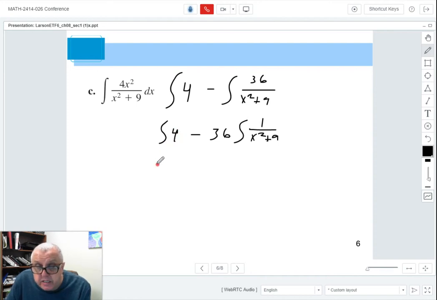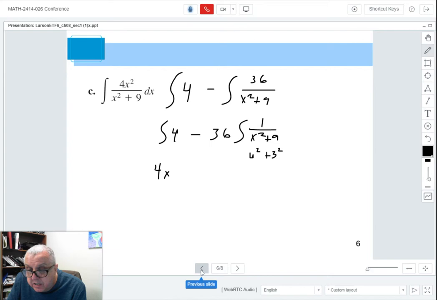Integrating 4 is just 4x, right? We add 1 to the x power and put that on the bottom. Integrating a constant is just putting an x there. And then this one, this is once again u squared plus 3 squared. We've done that one already. That was rule number 19, 1 over u squared plus a squared.